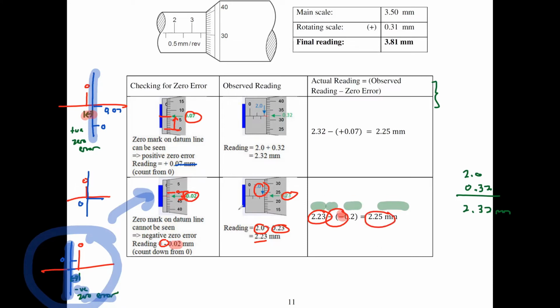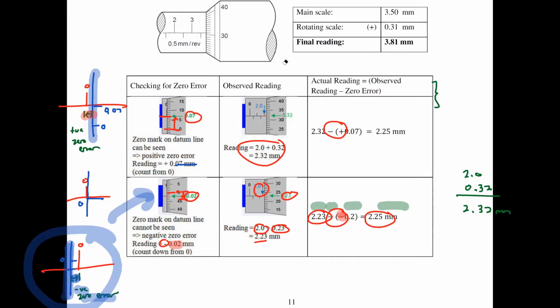Okay, so this is what we mean by negative 0 error. When you have positive 0 error, it means that when you use this, you're going to get something more than the actual value, so you have to subtract. But when you have negative 0 error, you're measuring something that is less than the actual value, so you have to plus back. That's why you see there's a negative and plus here.